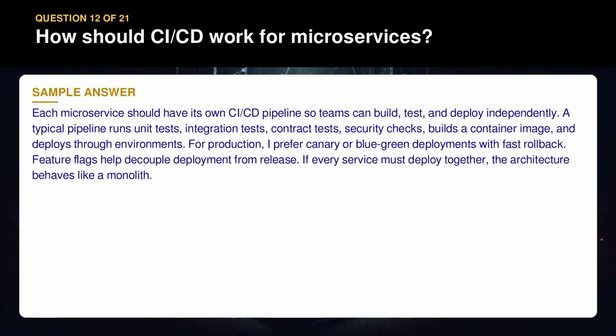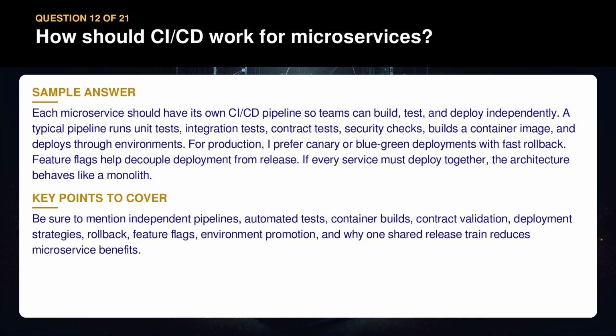If every service must deploy together, the architecture behaves like a monolith. Be sure to mention independent pipelines, automated tests, container builds, contract validation, deployment strategies, rollback, feature flags, environment promotion, and why one shared release train reduces microservice benefits.